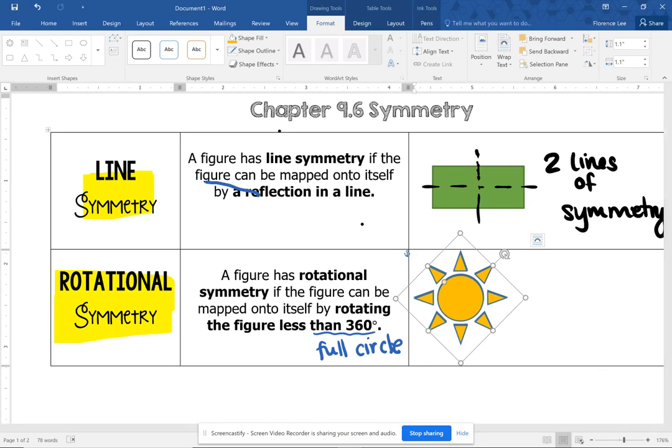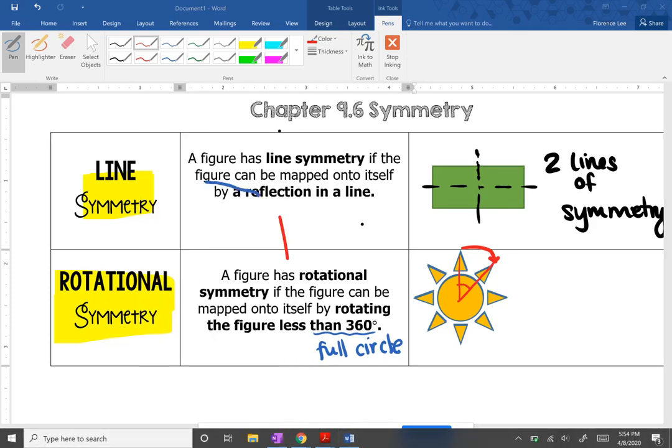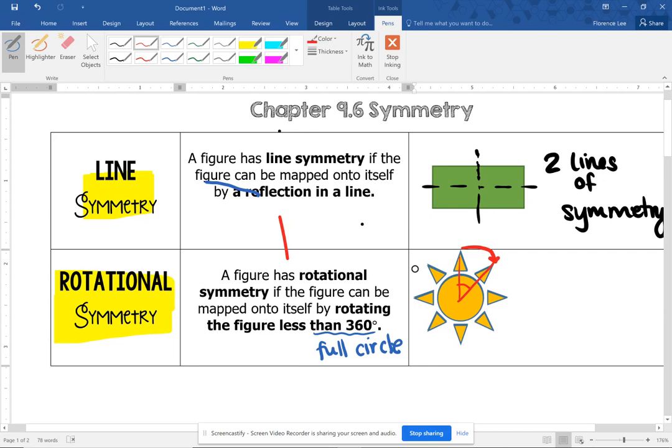So if I think about what I did, let me get my pen now. I took this and I rotated it just that much. But the question is, how many degrees is that, right? How many degrees did I turn? Now, if I take a protractor and I go to the middle here and create this angle, I could measure it. But I don't have a protractor. I can't measure this. So one thing you could do is think about how many times you are going to rotate till it gets mapped onto itself, right?